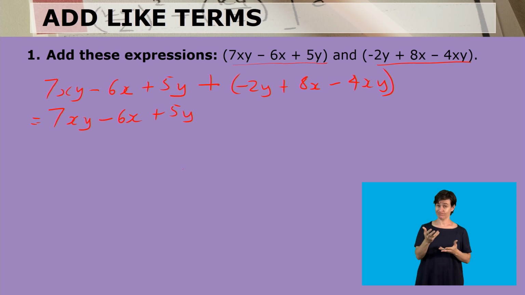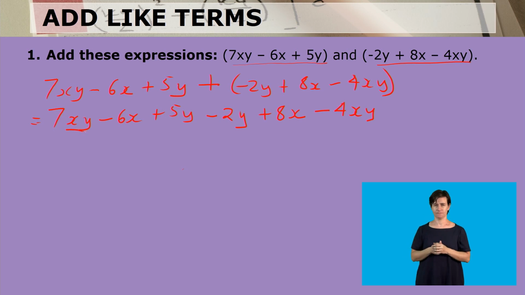Remember, we put the second expression in brackets because there is a negative and a positive sign that are close to one another, and therefore we need to multiply the positive sign with negative 2y, which would give us negative 2y, and then that plus sign and the 8x would give us 8x. It remains as it is, and that plus sign multiplied by negative 4xy would remain negative 4xy.